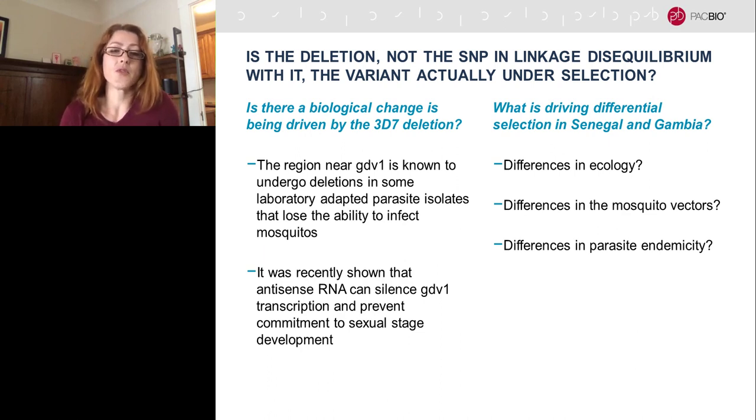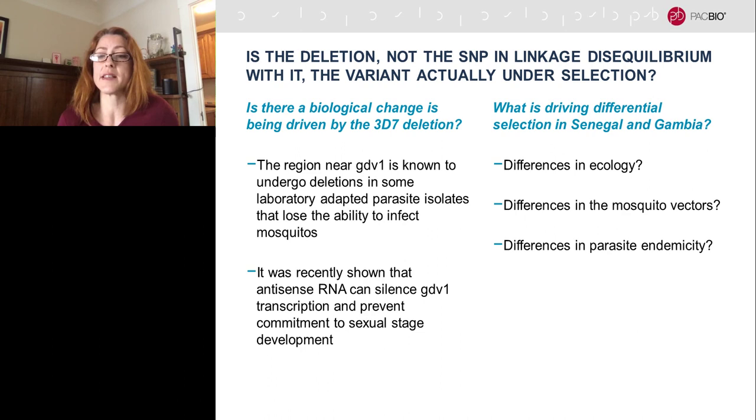The authors try to speculate what specific types of pressure might be driving this differential selection in Senegal and Gambia versus the rest of West Africa. Could it be differences in ecology? Senegal and Gambia are much more coastal. They have a lot more brackish water that is drawn into the river systems there versus in more centrally located Africa. So that could be one difference.